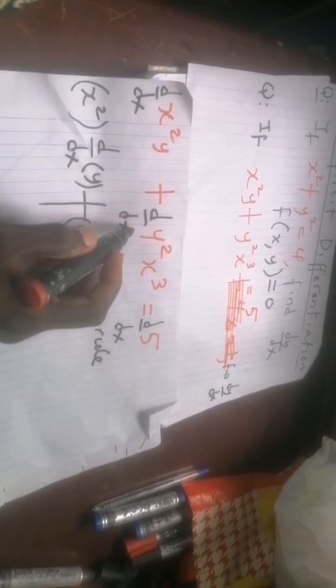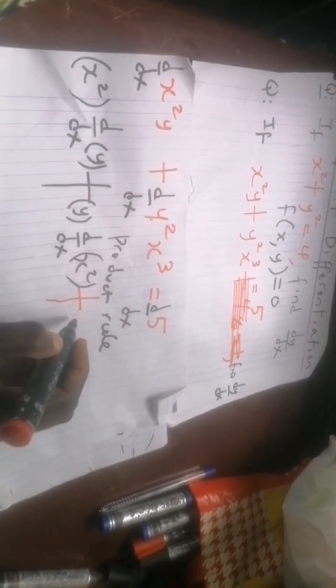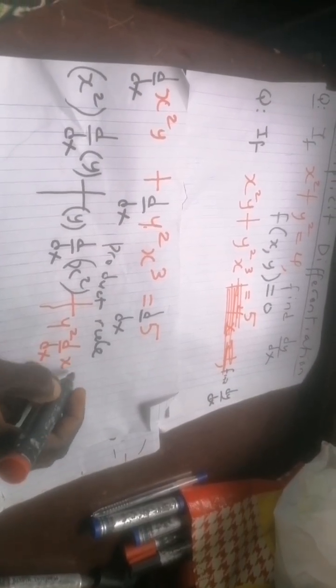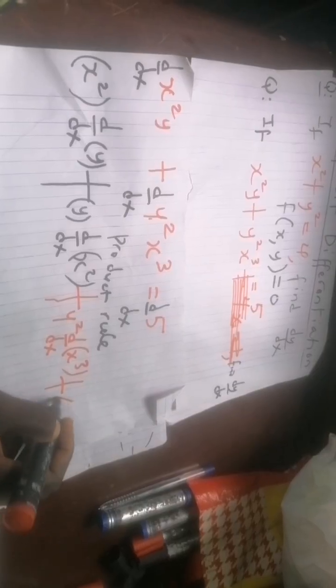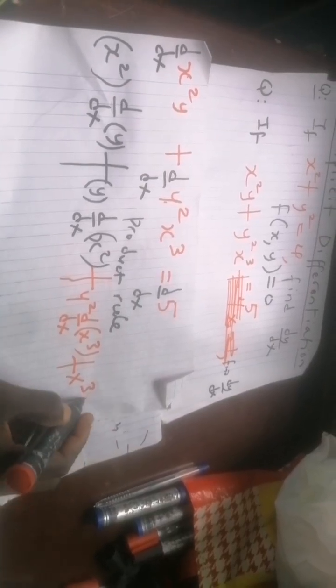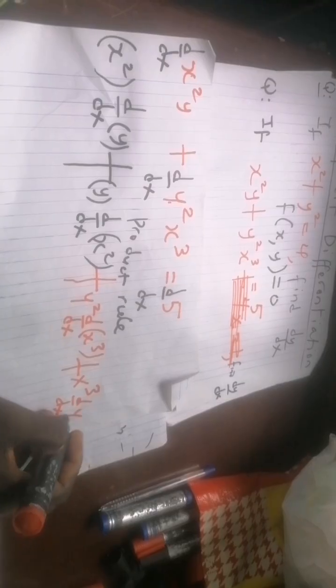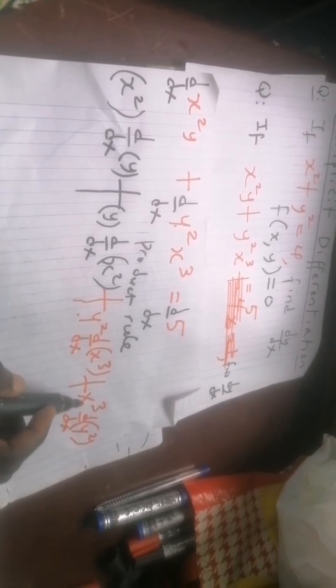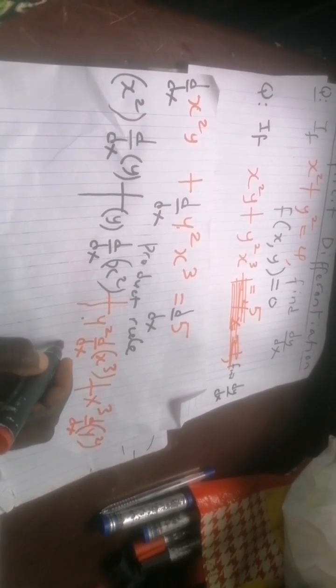Now, using that same idea, let me continue. For this side too, I'll use the product rule. Pick the first part, which is y squared, then differentiate the second part. Then pick the second part, which is x cubed. Don't change it, then differentiate the first part. I hope you can see what I'm doing. So again, pick the first part, y squared, differentiate the second part, plus pick the second part and differentiate the first part, is equal to, now if you differentiate 5, you get 0 because it's a constant. Do you understand? Okay, let's continue.